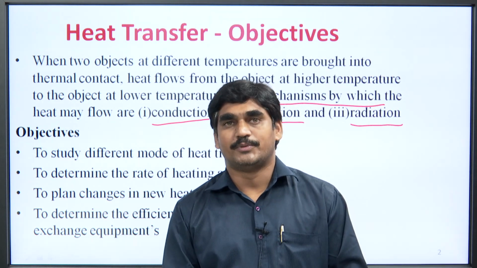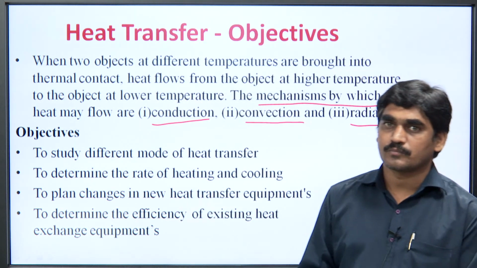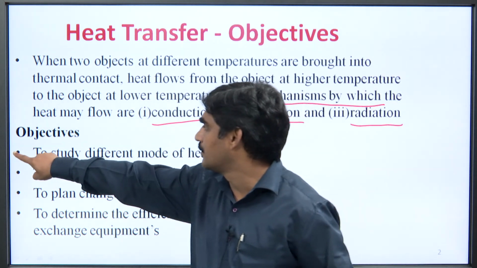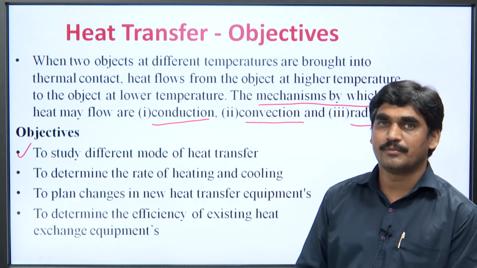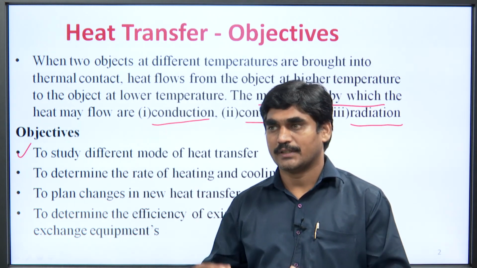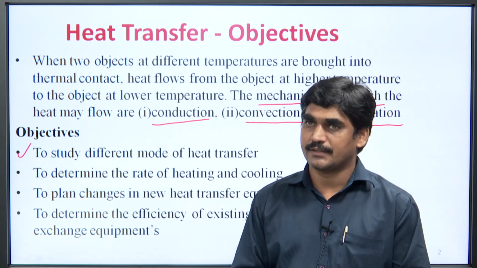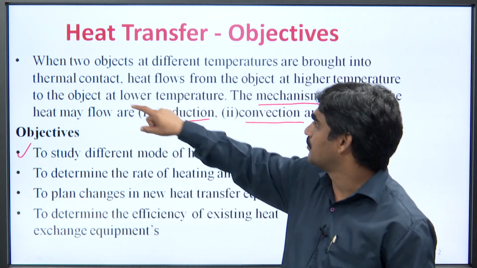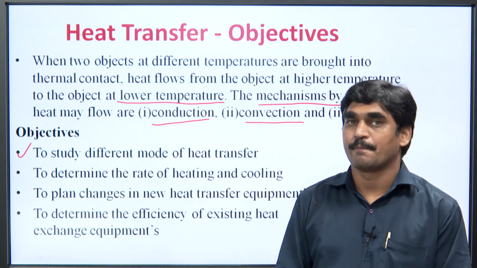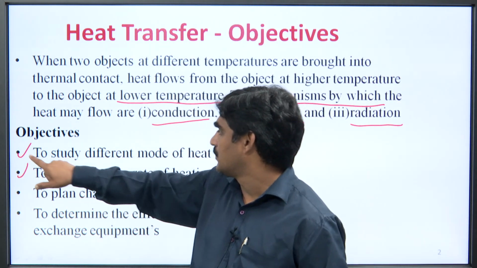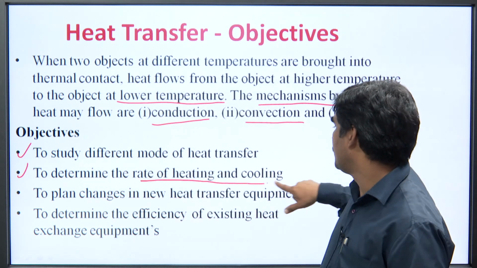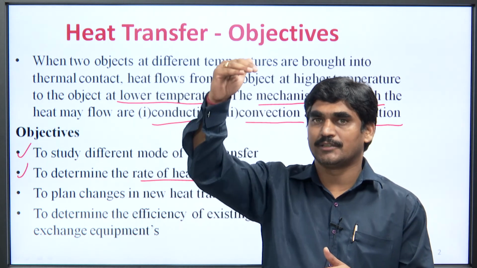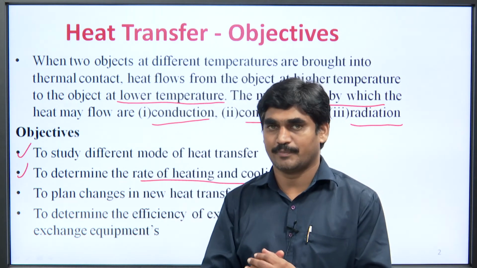What are the objectives of heat transfer? The various objectives associated with heat transfer are: number 1, to study the different modes of heat transfer. That means, what are the modes by which heat transfer takes place from the object at higher temperature to the object at lower temperature. Second point is to determine the rate of heating and cooling. It means, what is the rate at which heating takes place and then cooling takes place.